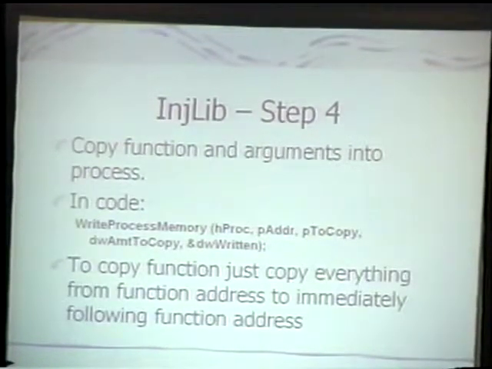Step four is we copy the function and its arguments into the process. In code, all we do is choose an address inside our process space, how much we want to copy, and an address inside the remote process to copy it to. InjLib has a function inside it which takes an argument of where LoadLibraryA is and the name of a library. It copies this function from its address space into the remote address space, and this function then is code inside the remote address space which can load a DLL.